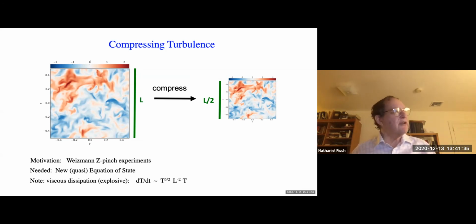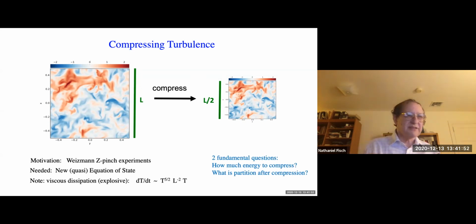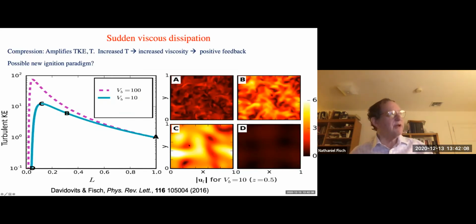Now let's ask the question: let's say I've got the box of turbulent energy, mainly turbulent, and I compress it to half the size. Now I have to answer the question, how much energy did it take to compress this? There are actually two fundamental questions. It's how much energy it took to compress, but I also want to know the partition after compression of how much of the energy is thermal and how much is turbulent, because they both behave very differently with respect to radiation and with respect to fusion. So it's kind of interesting what happens.